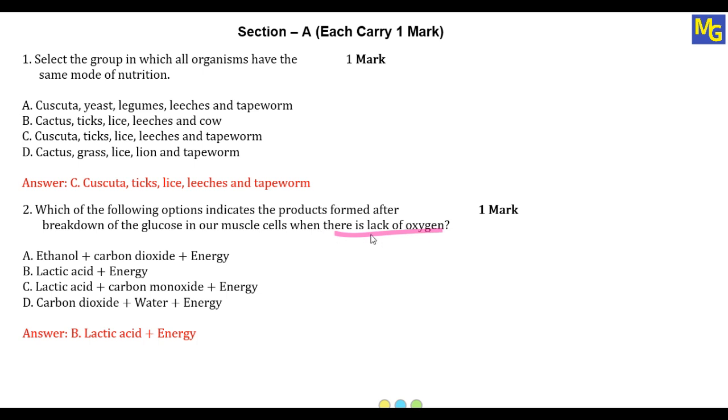Once again I am reading: in muscle cells, when there is a lack of oxygen, glucose is broken into which products, that we have to mark. See the first option: ethanol, carbon dioxide and energy. These are the products we get especially in yeast. Wherever there is fermentation, ethanol, carbon dioxide and energy formation takes place. So this option will be wrong. Then option B is lactic acid and energy.